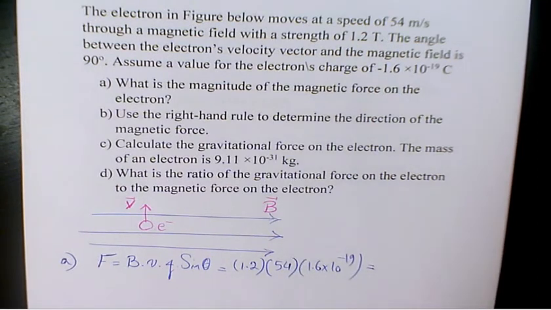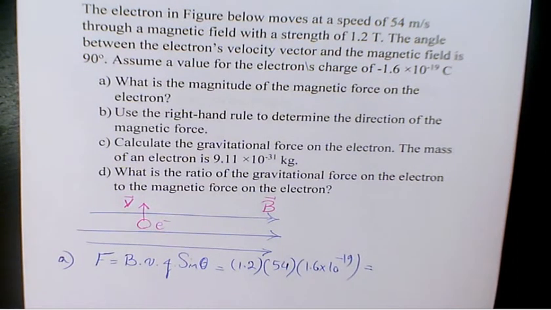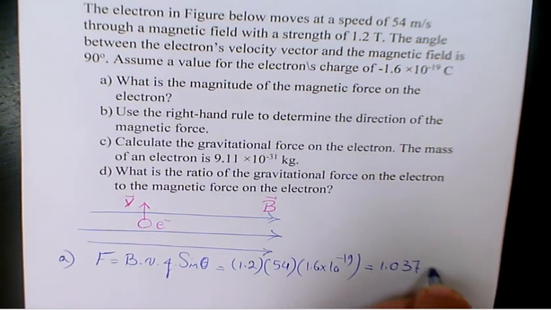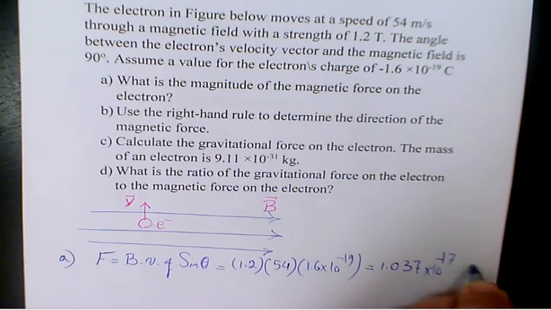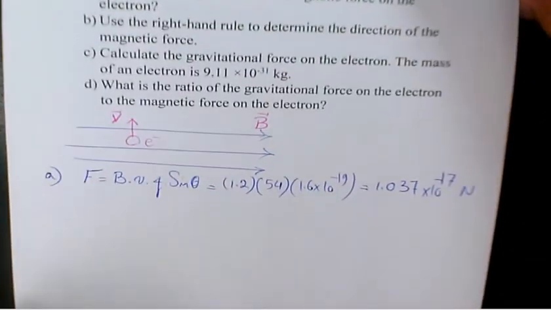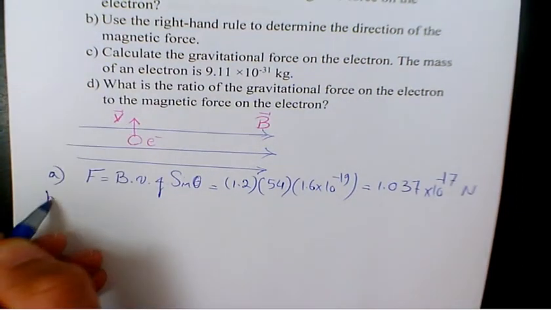So when you calculate it, that's going to give us 1.037 times 10 to the power of negative 17 Newton. That's going to be the magnitude of the magnetic force. Now what about the direction?